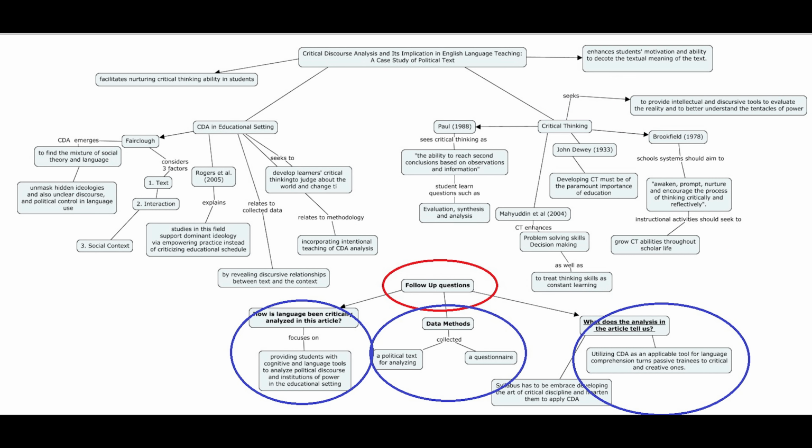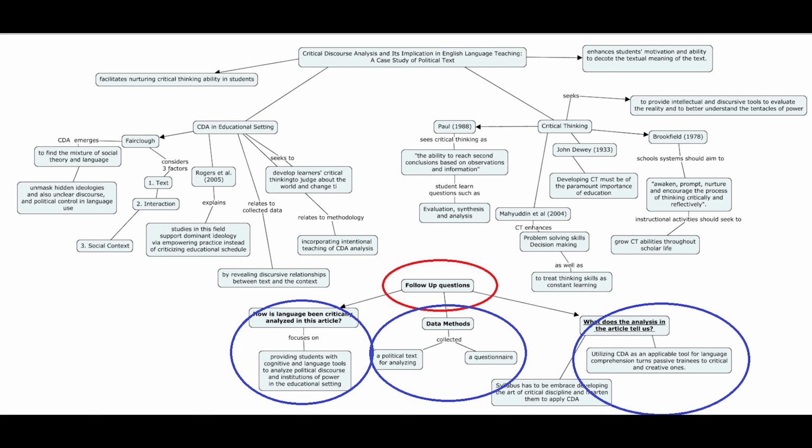I will now move into some follow-up questions that are also relevant to this Cmap discussion. First, how is language critically analyzed in this article? I think this article attempts to merge language as the bridge through which learners may reach critical thinking and therefore be able to evaluate the words and linguistic environments in which power and specific dominant ideologies are intentionally embedded.